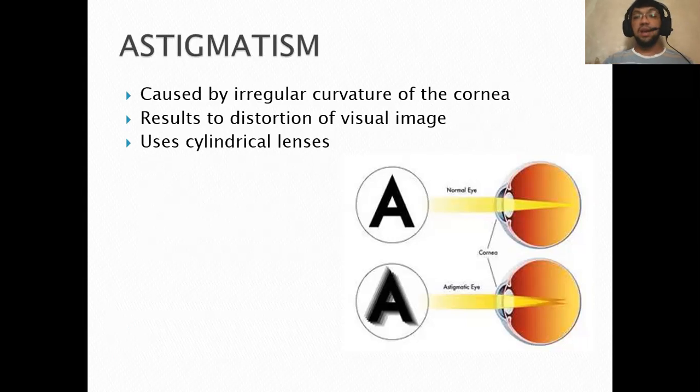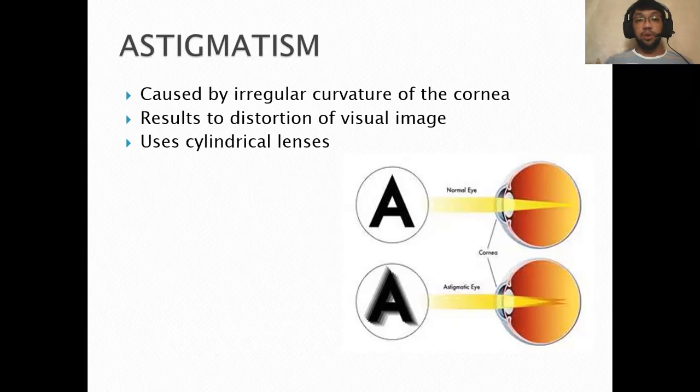So there is an irregularity in my cornea, which results in distortion of visual image. And because of this distortion, one of the things that a person with astigmatism might feel would be headaches. And I was experiencing that before due to my astigmatism. So there's nothing wrong with the shape of the eye. The problem lies with the cornea itself.